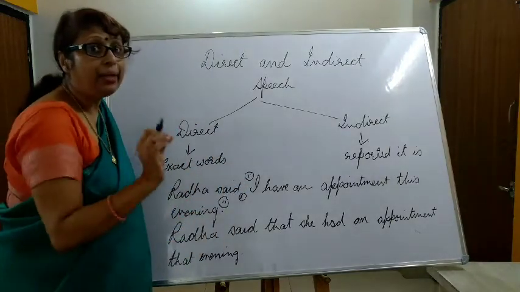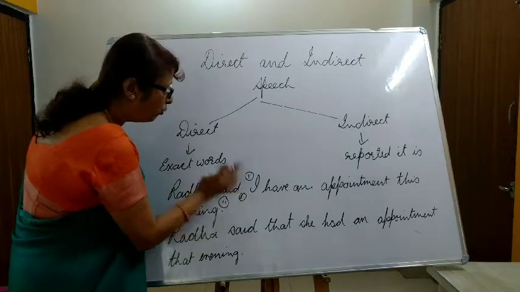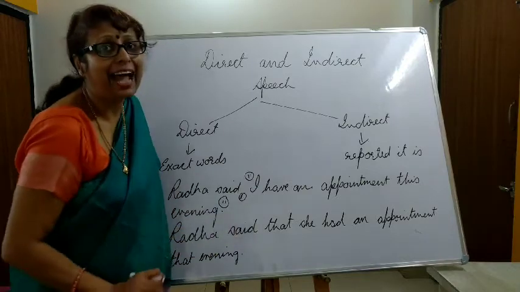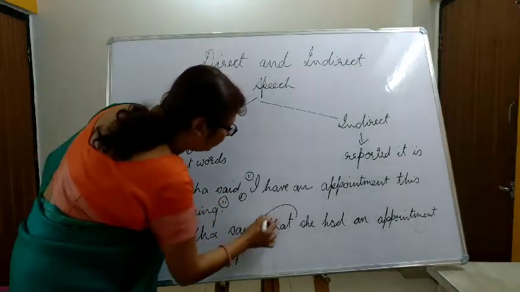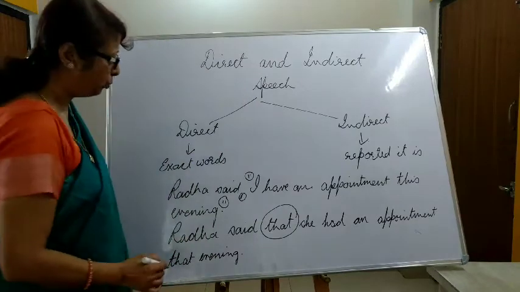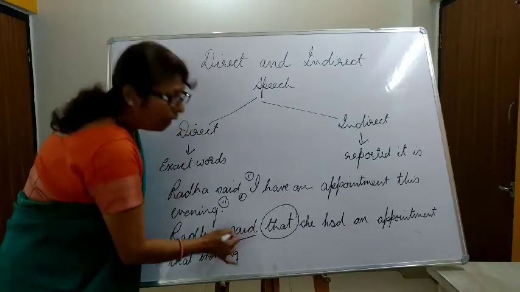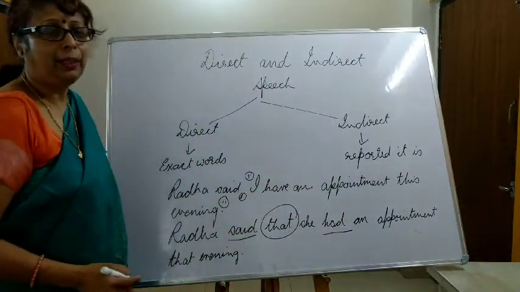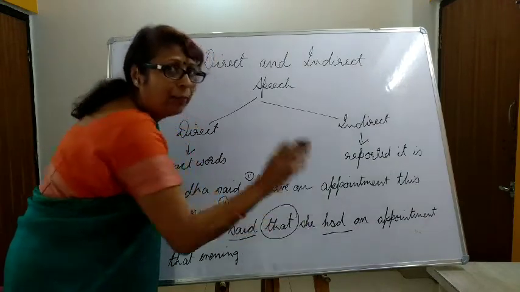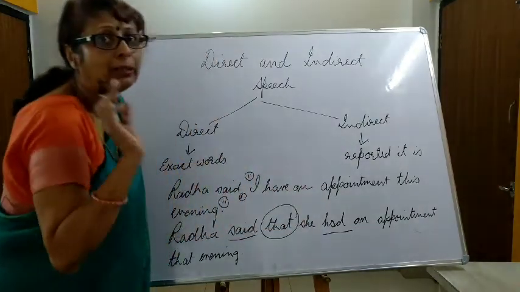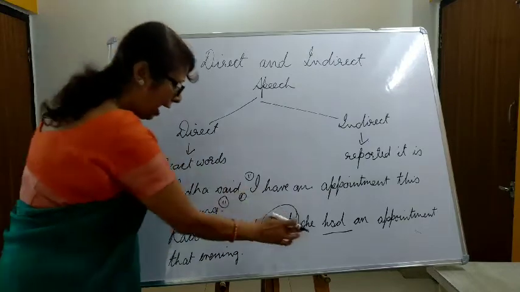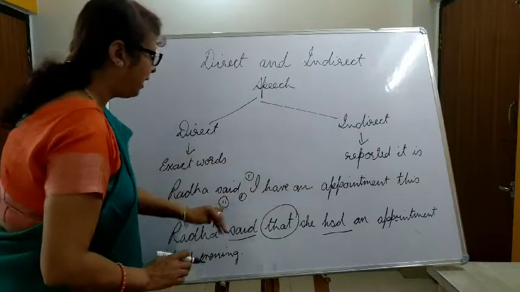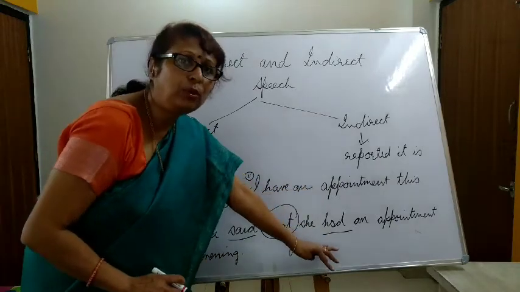The second very important change, see, when you are removing the comma, then you have to join this sentence with the conjunction that. So the conjunction that you can see over here has been used to join the reporting verb and the reported verb. I told you the reported verb will always be in the past tense. As you can see over here, in the direct speech we had I have an appointment, and here the present perfect has changed to past perfect.